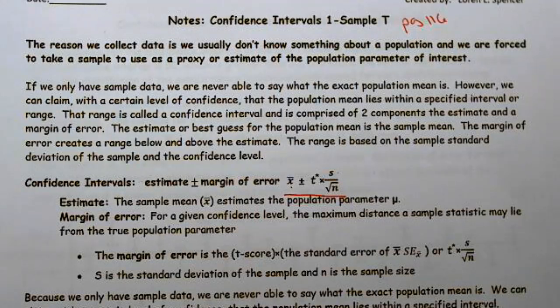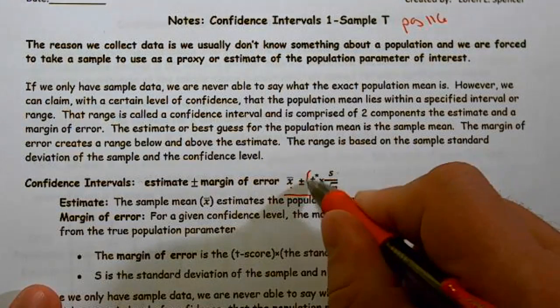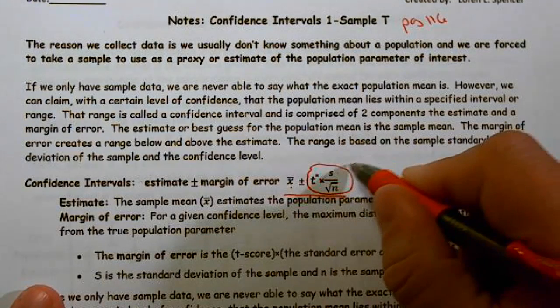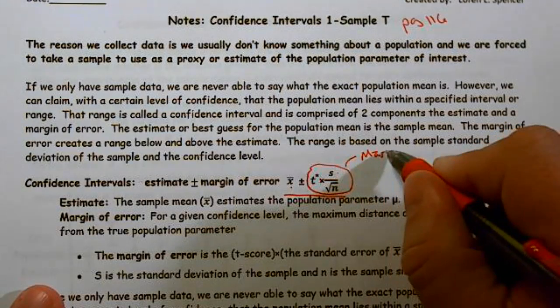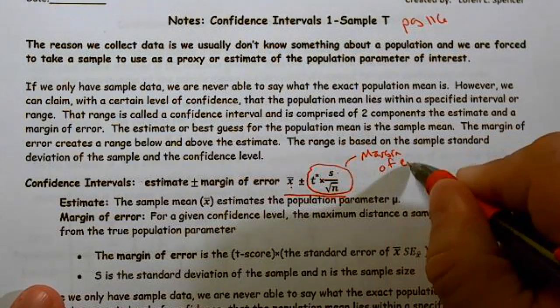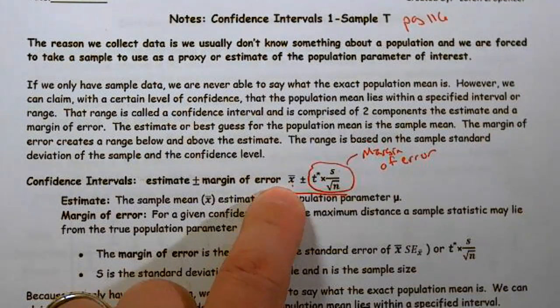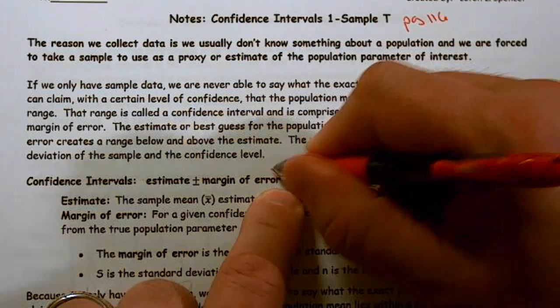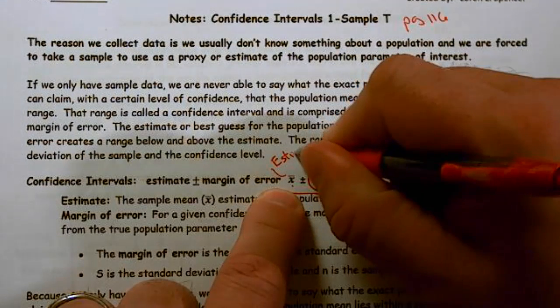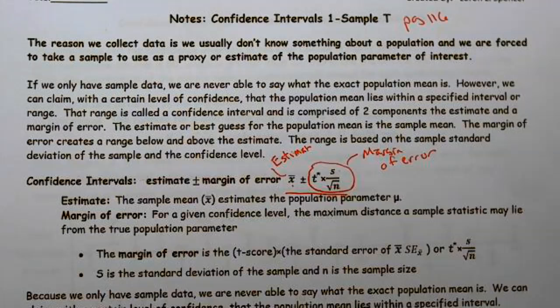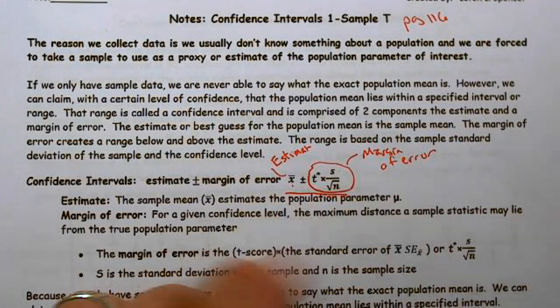Now, there's several things that we're going to need to talk about. First off, this part of the equation is known as the margin of error. It tells us how far we think the true population mean might be from our estimate. Our best estimate is the sample mean. So this is our best estimate, and it's the sample mean. So the margin of error says the maximum distance we think it's going to be for a given confidence level. So that part is known as the margin of error.